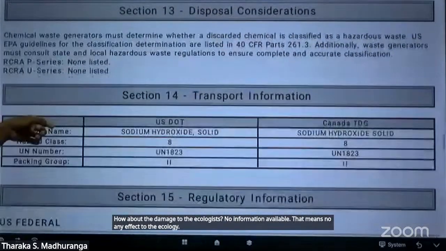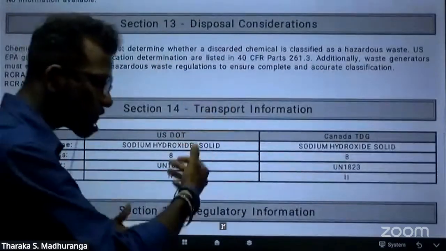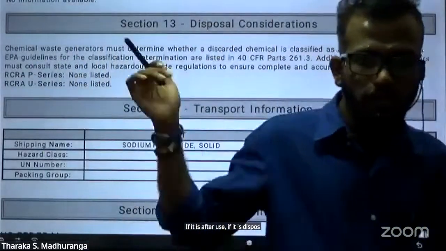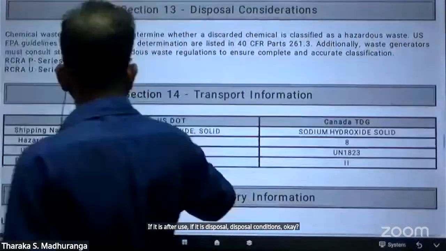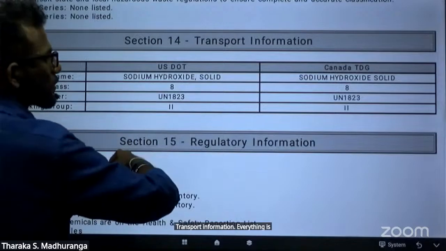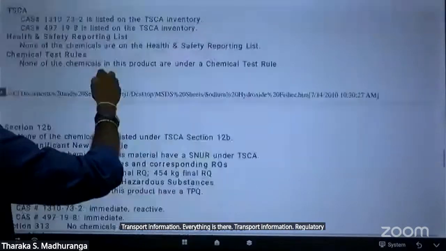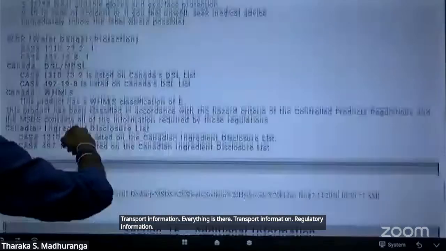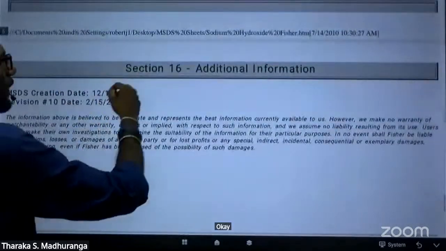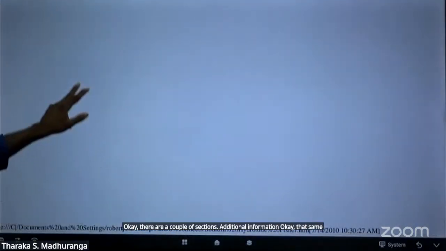Disposal considerations, the disposal conditions after use. Transport information. Everything is there. Regulatory information. There are a lot of sections. Additional information. That's the MSDS.